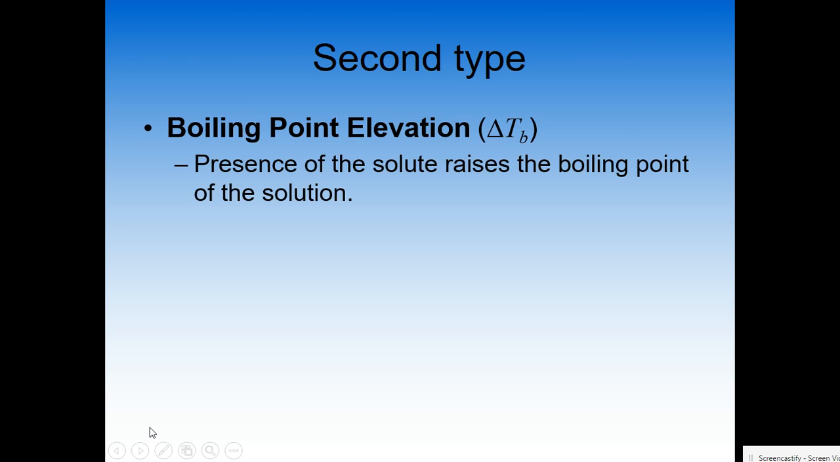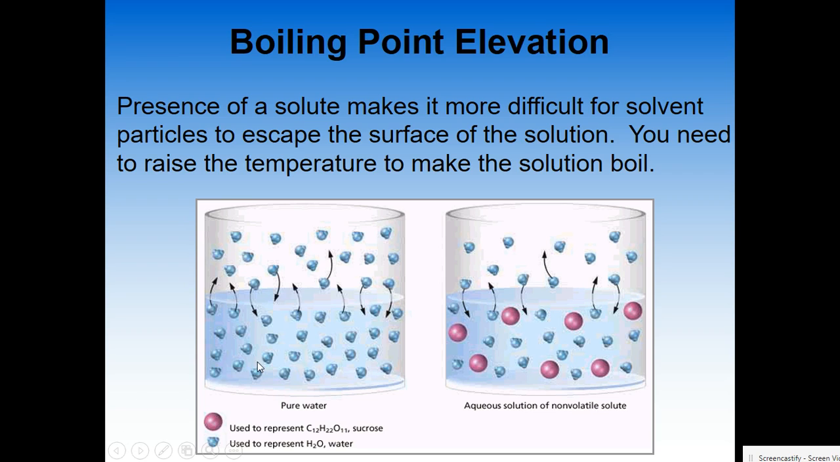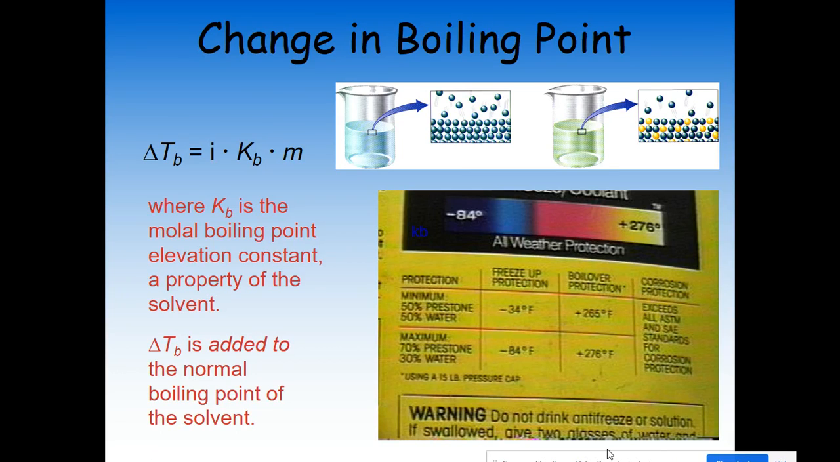Okay, the second type of colligative property we're going to go over is boiling point elevation. So if you have a solute, that actually is going to raise the boiling point of your solution. So what happens here is, in our pure solvent, we have a lot of particles that are escaping into the vapor. If we have a solute present, these solute particles kind of get in the way of the solvent being able to escape into the vapor, and thus you have to increase the temperature even more to get this to boil.